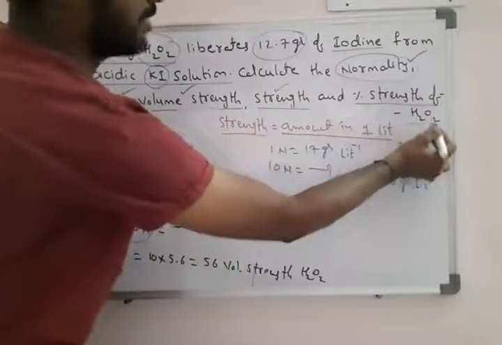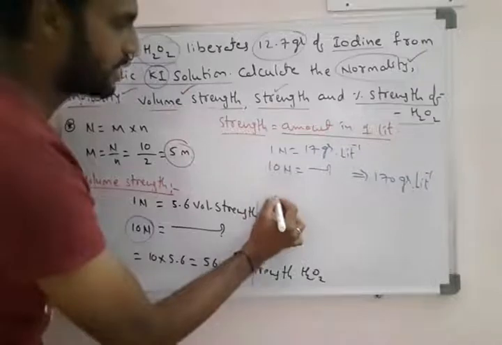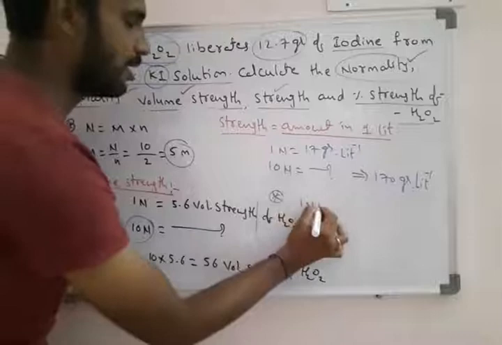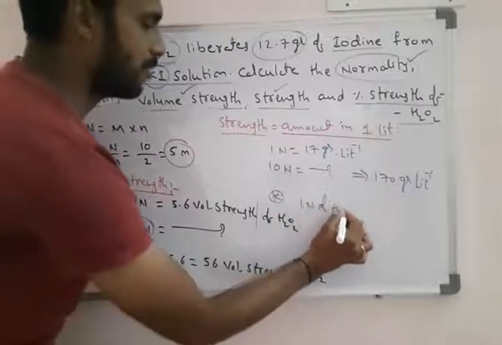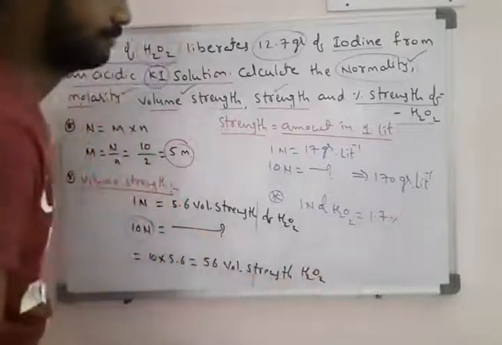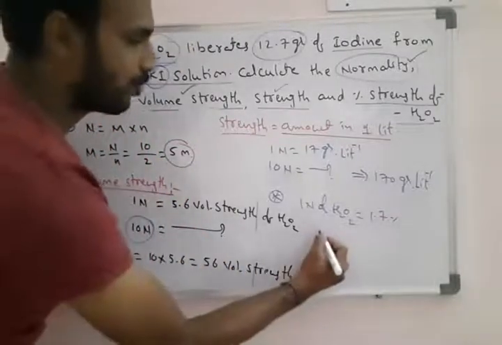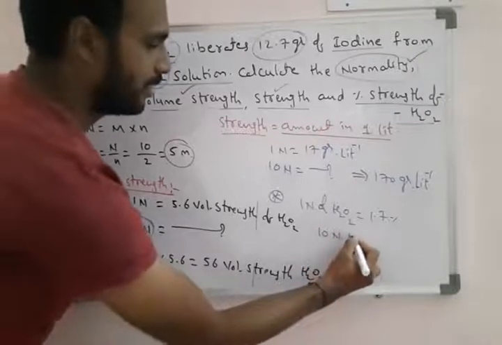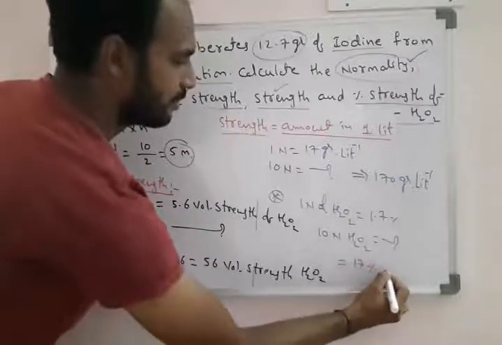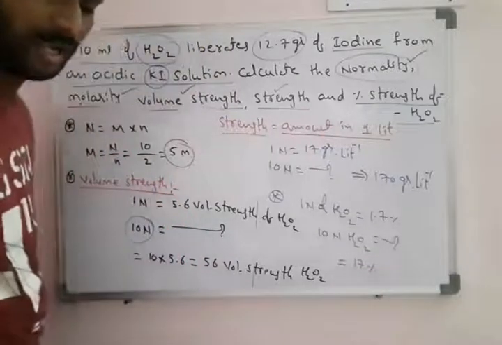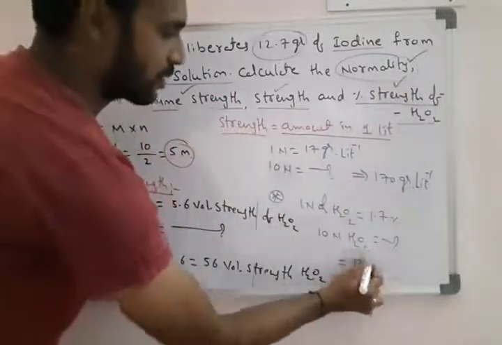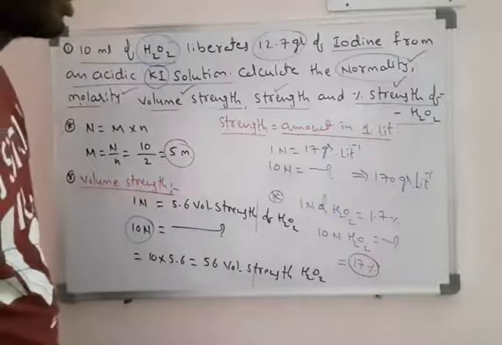Next is the percentage strength. So percentage strength means we know that one normality of hydrogen peroxide is equal to 1.7% strength. Then what about 10 normality hydrogen peroxide? That is equal to 17% of hydrogen peroxide. Okay, so these are the percentage strength of hydrogen peroxide.